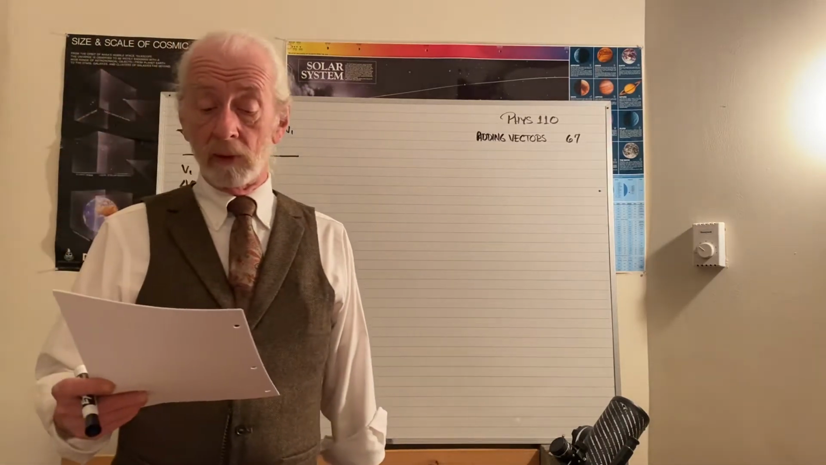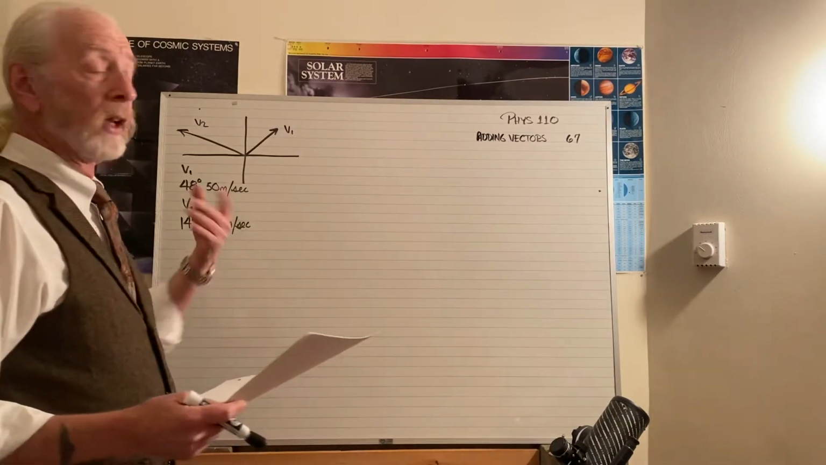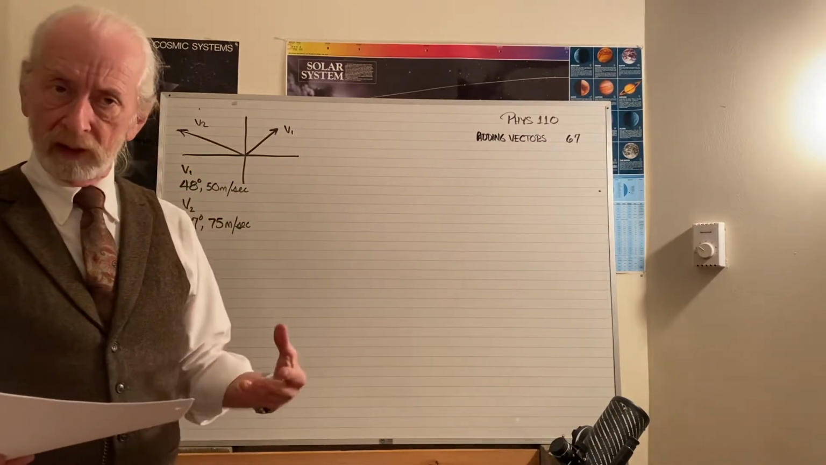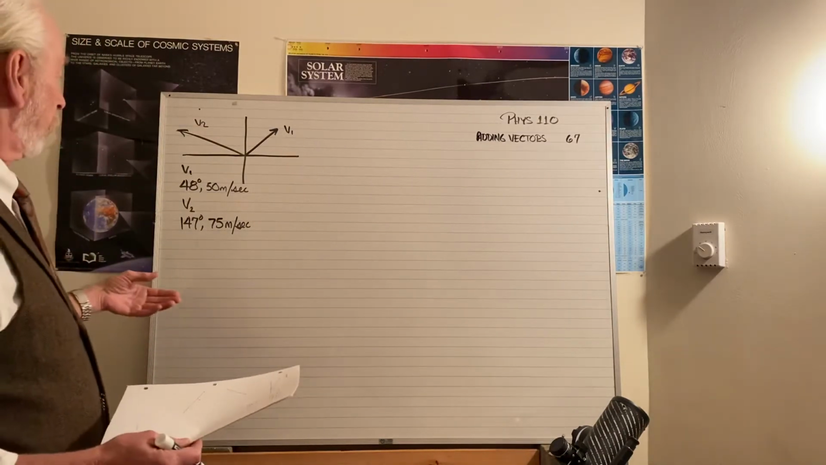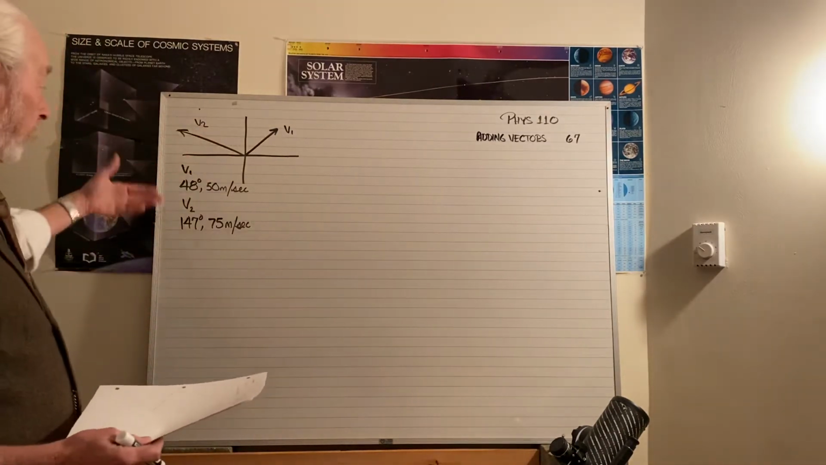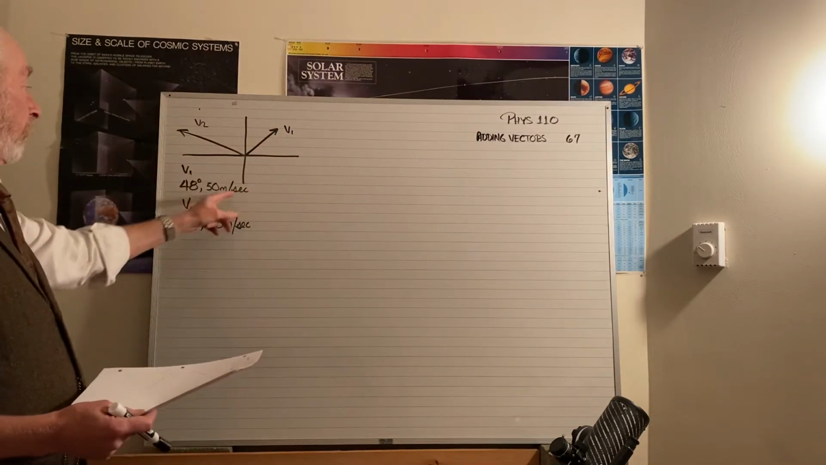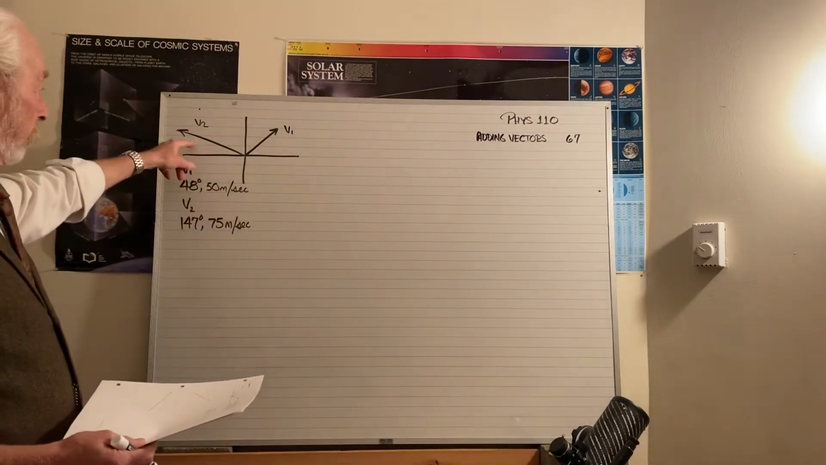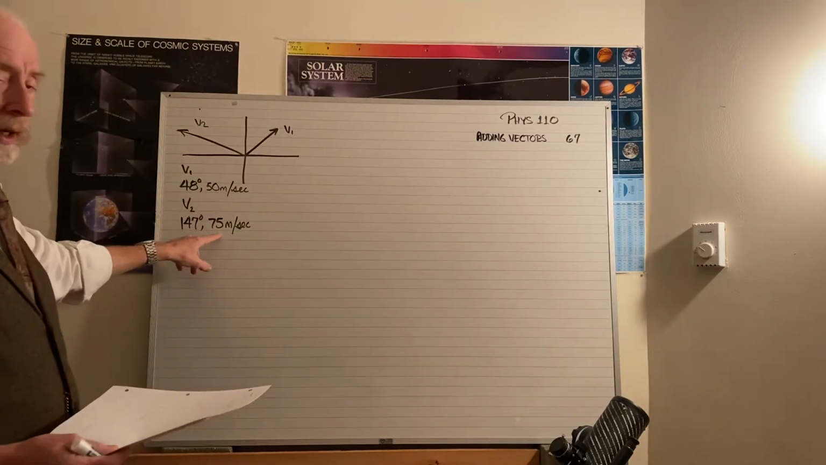Here's another example. And this one's going to be a little bit different, but as we get going along with this, hopefully this will get a lot simpler for you. So instead of vectors of force, we're going to have vectors of velocity. Vector 1, 48 degrees, 50 meters per second. Vector 2, 147 degrees, 75 meters per second.